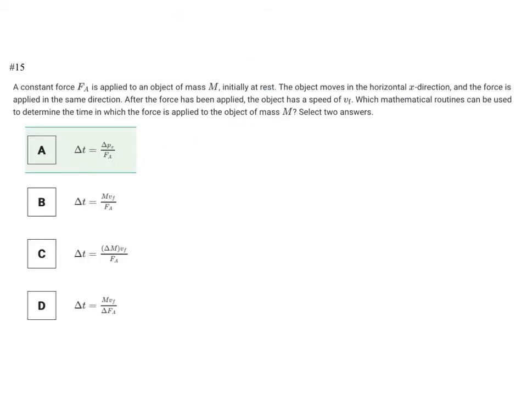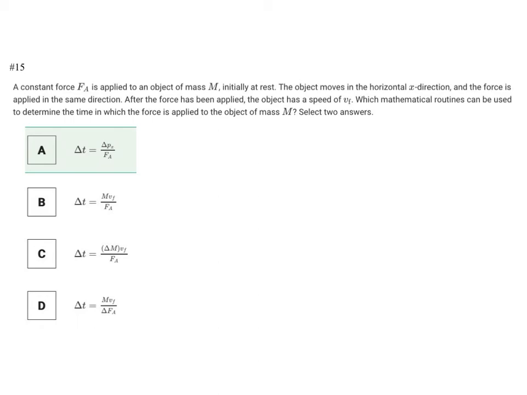A constant force Fa is applied to an object of mass m initially at rest. The object moves in the horizontal x direction. The force is applied in the same direction. After the force has been applied, the object has speed Vf. Which mathematical routines could be used to determine the time in which the force is applied to the object of mass m? Pick 2 answers.